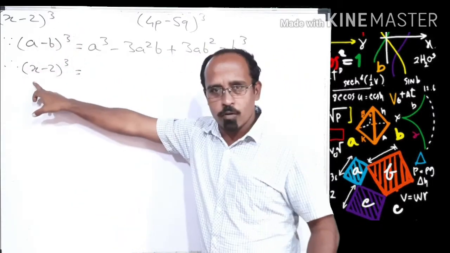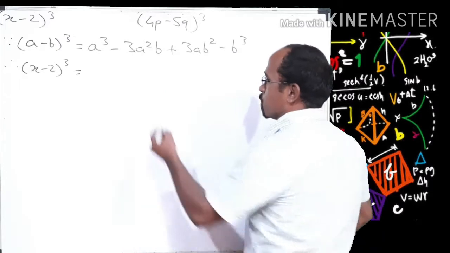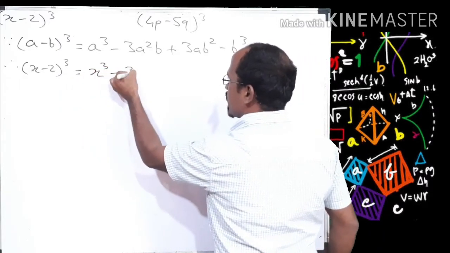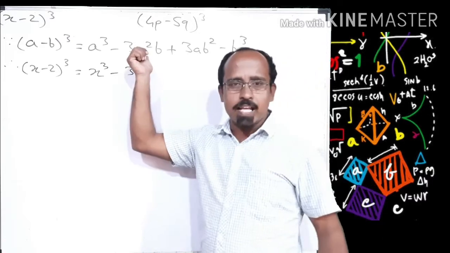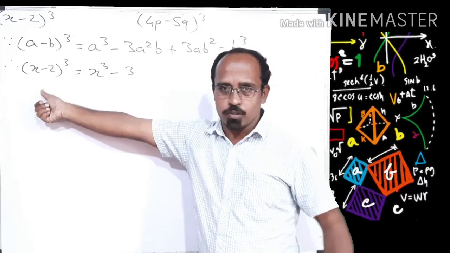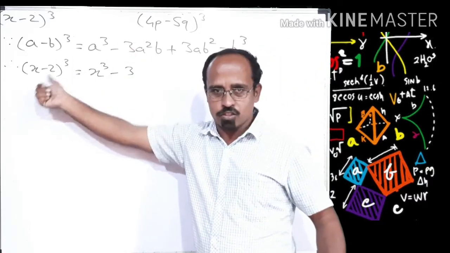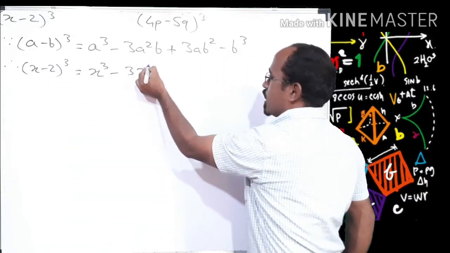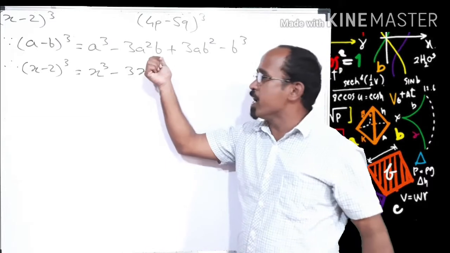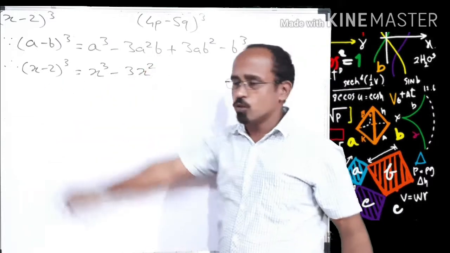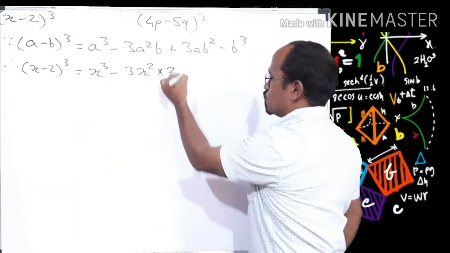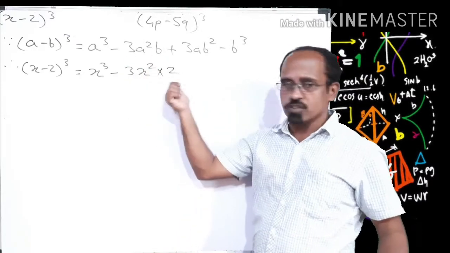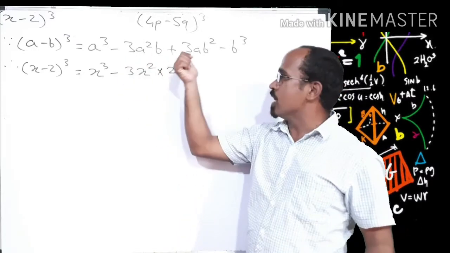A cube will be replaced by x cube. Therefore, (x minus 2) cube will be equal to x cube minus 3 into a square. And we have decided to replace a with x. So let's replace it. A square will be replaced by x square into b. B is nothing but 2, so multiply by 2. Clear? So that's how we have written the second term. Let's write the third term.